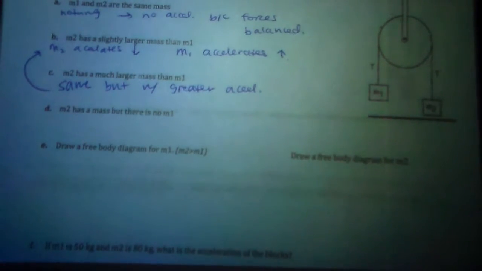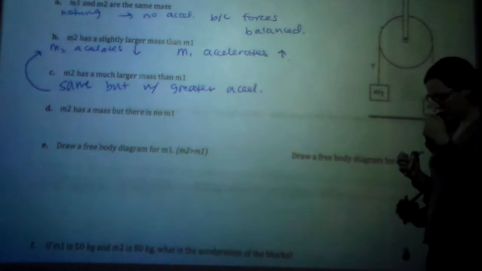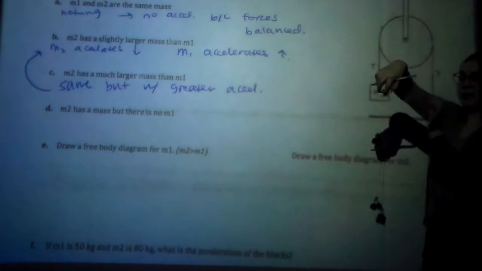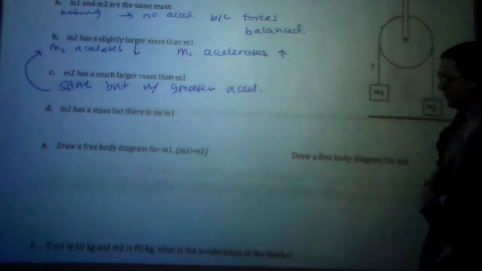Part D says that M2 still has the same mass, but now there is no M1. So if you were to take this off, now this is just M2 hanging by itself. There's nothing holding it back, so see how M2 would just fall? For that, I read it as if there wasn't a pulley, but I can show you. It'd be as if I just let go of this and it fell down, because there's nothing counteracting or balancing it out. So M2 accelerates down.